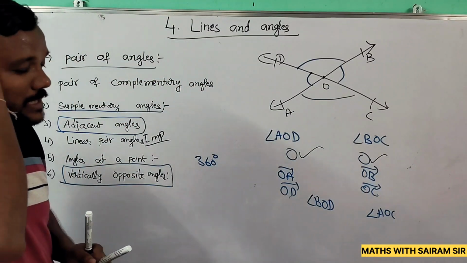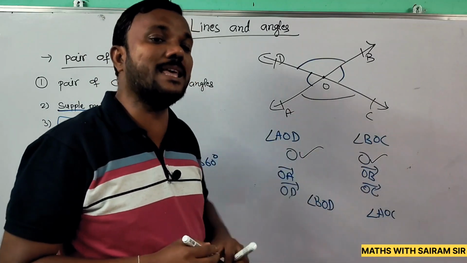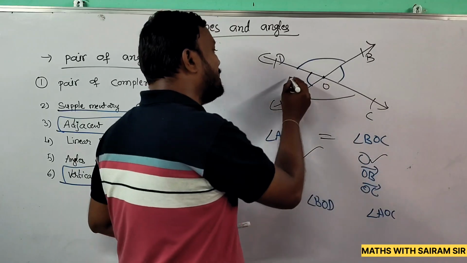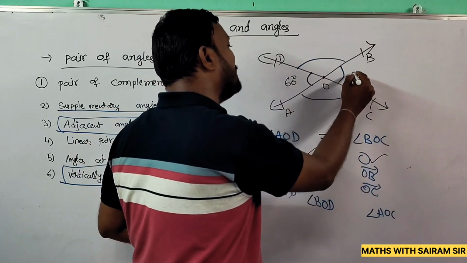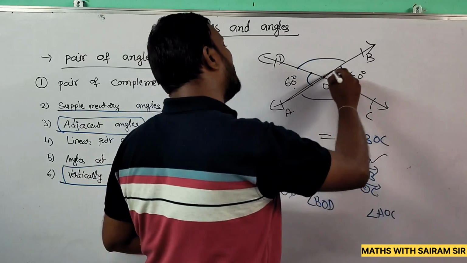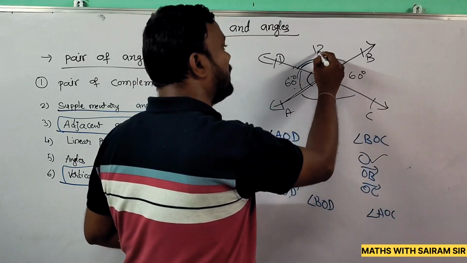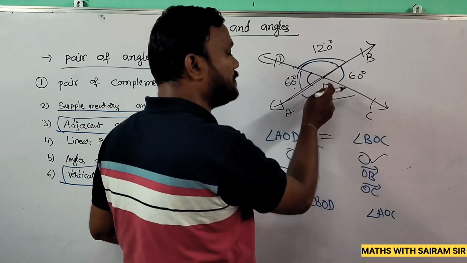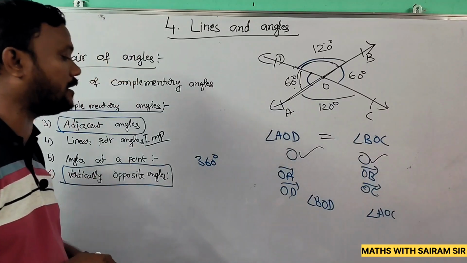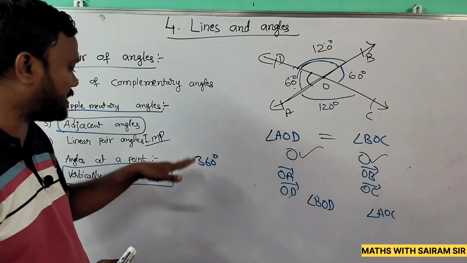What is the property related to vertically opposite angles? Two vertically opposite angles are always equal in measure. That means if this angle is 60 degrees, definitely this angle is also 60 degrees. And if this angle is 60 degrees, then these two angles form a linear pair, so this will be 120 degrees, and its vertically opposite angle is also 120 degrees. Likewise, we can solve problems by using all the concepts which we have discussed up to now.